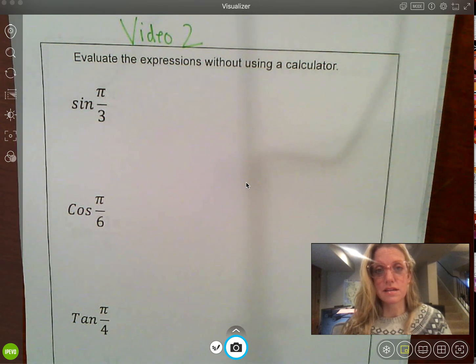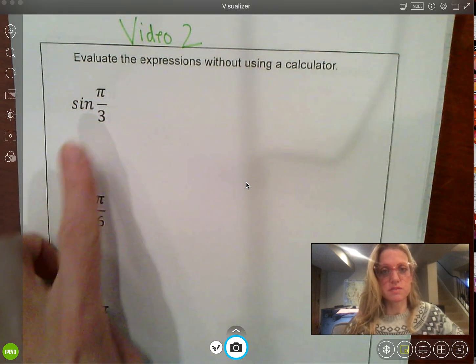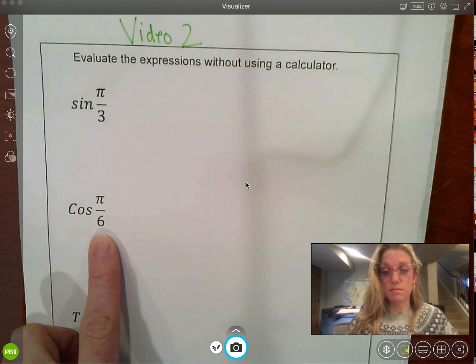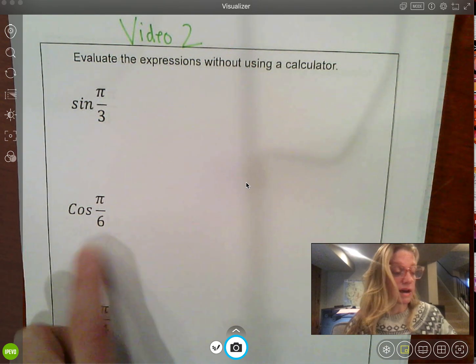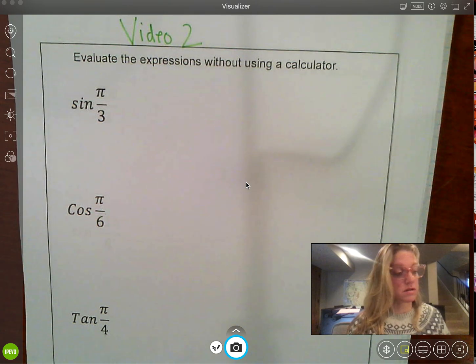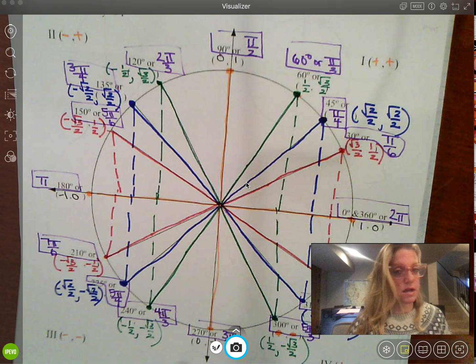About radians on the unit circle and where all the radians are on the unit circle, it should be really easy to evaluate expressions like this. You know they're in radian mode because of the pi. To evaluate expressions like this without a calculator, if you have your unit circle, it really is a piece of cake. Sine of pi over 3.